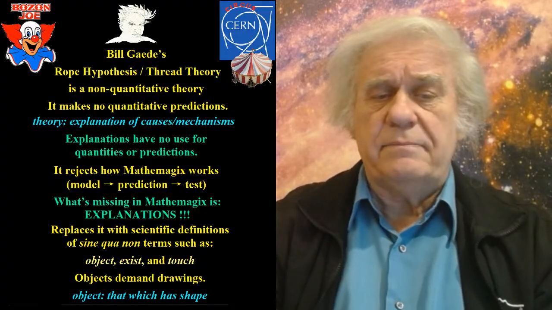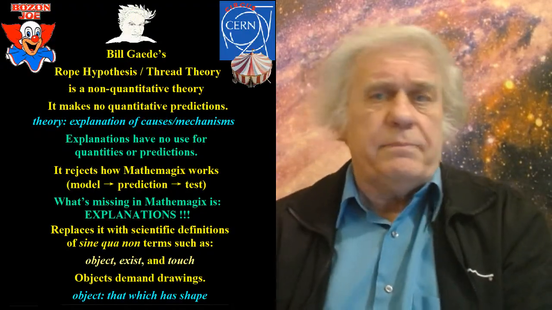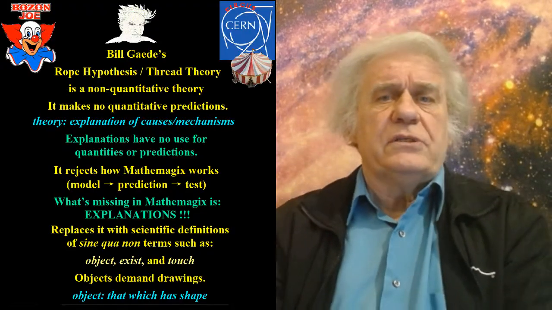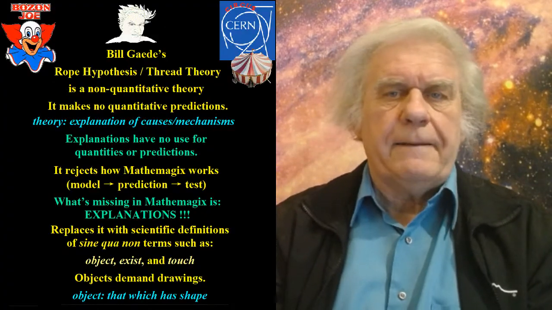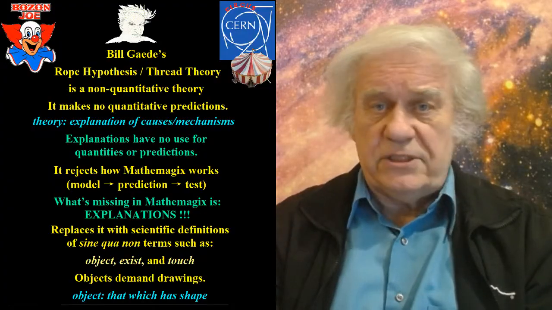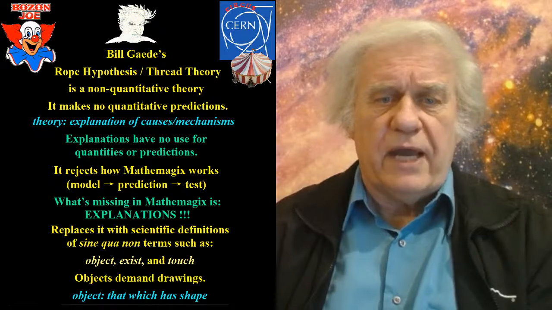He says, Bill says that objects demand drawings. Well, if an object is that which has shape, which is our scientific definition of an object, of a thing, that which has shape, not that which you can touch, not that which you can see, because those are irrational definitions, right?